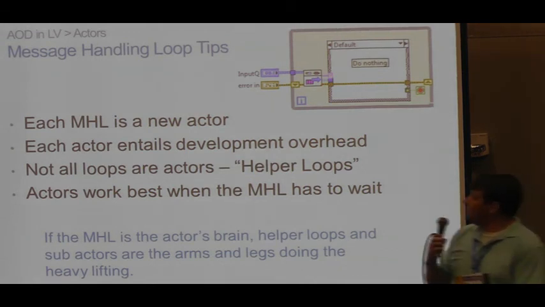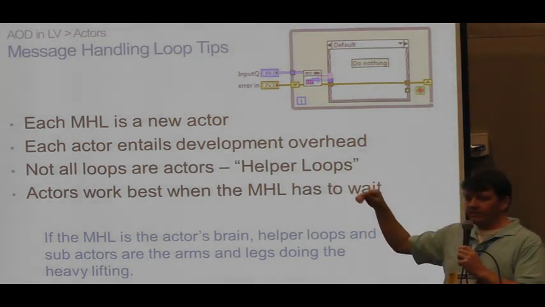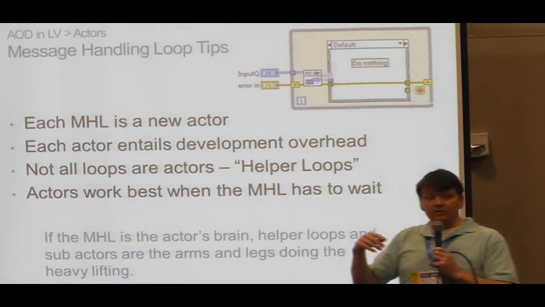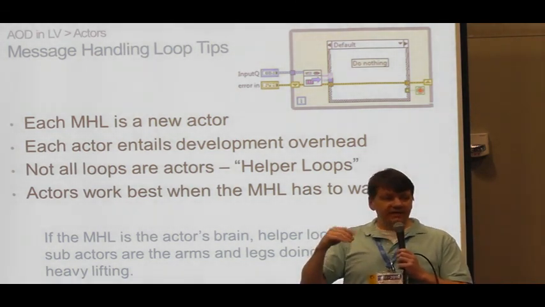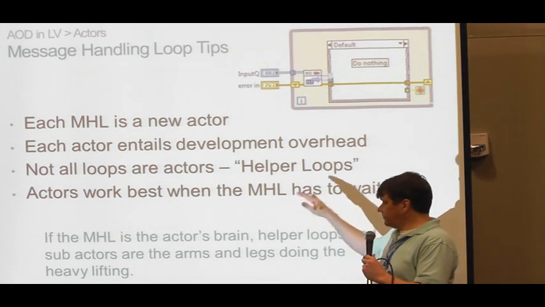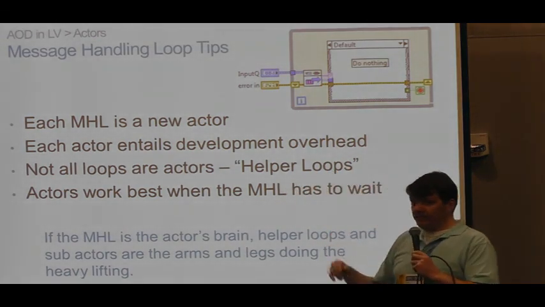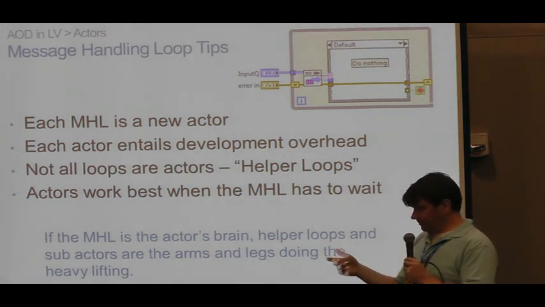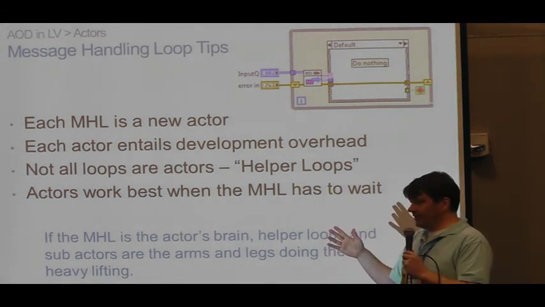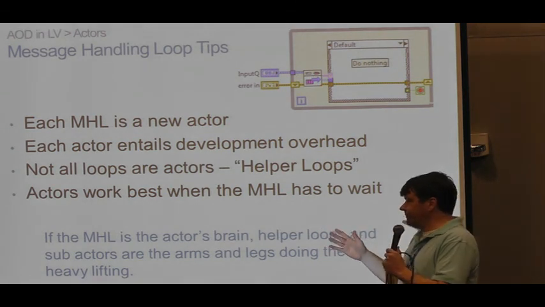Okay, so to go over those again, 4 tips for implementing your actors. Each message handling loop is a new actor. Put as many as you feel you need to put on there, but be sure to treat them as actors and follow the rules of actors. Each actor requires some amount of development overhead. Be prepared to put that in. Don't take shortcuts with that. Otherwise, it's not much fun.